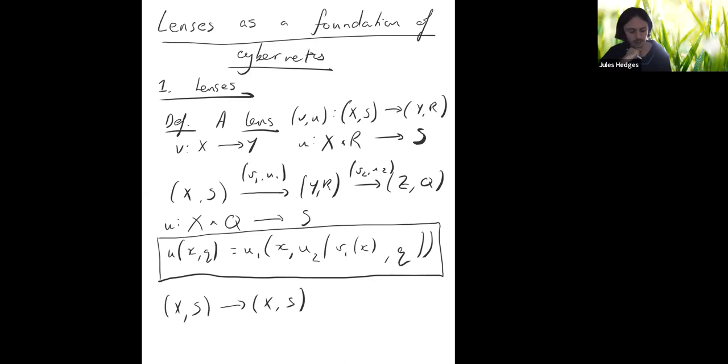It has a lot of very interesting properties, but I don't want to spend too long on this. The minimal setting in which you can define this is a category with finite products. So over a category with finite products, you can make this definition.